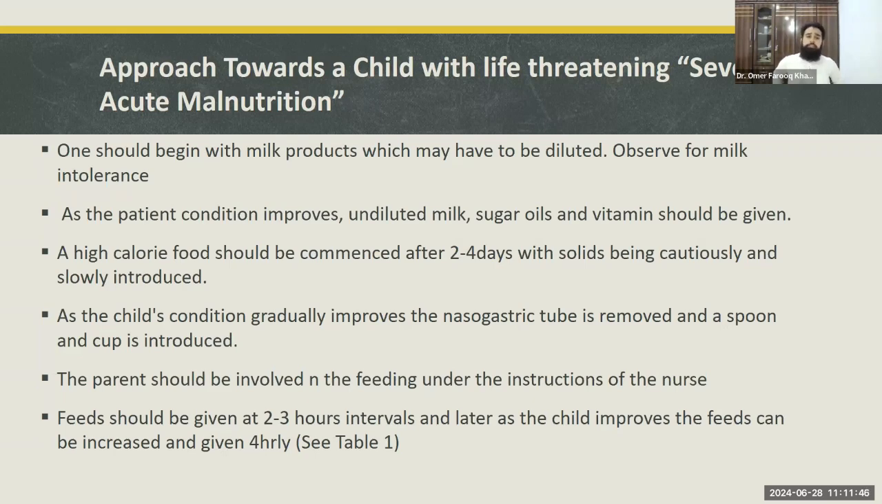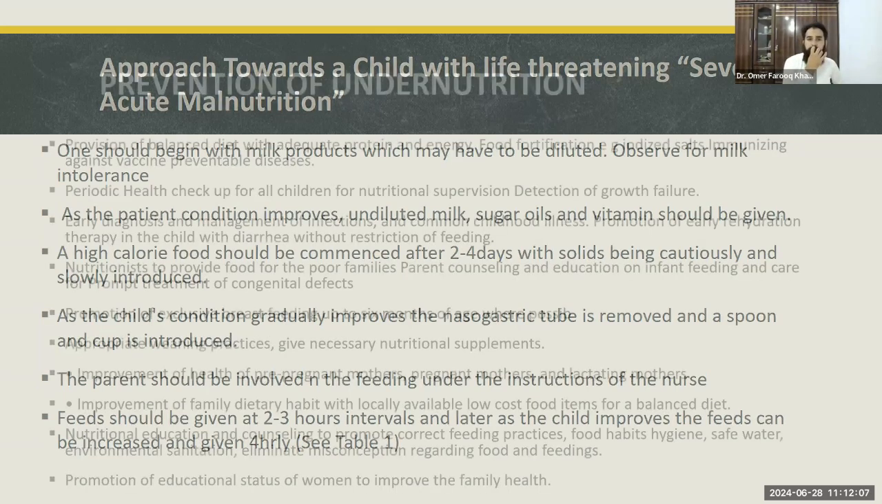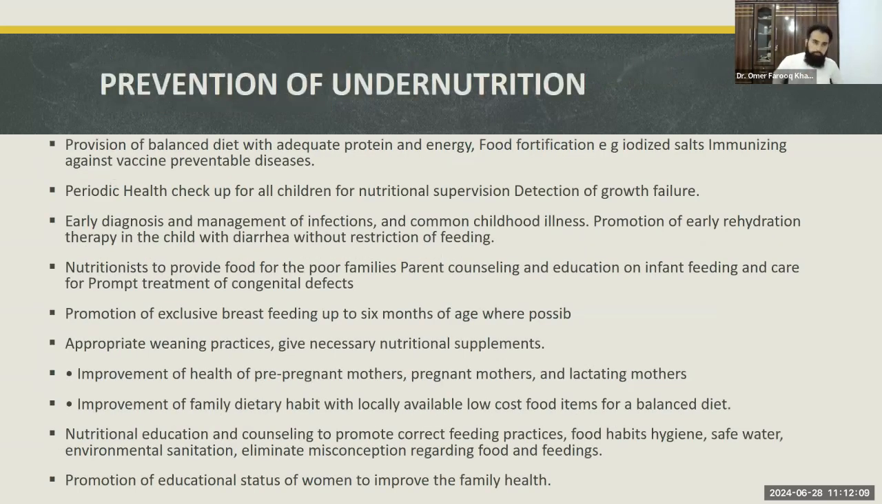As the child's condition gradually improves, the NG tube is removed and a spoon and cup is introduced. The parents should be involved in the feeding under the instructions of the nurse or any healthcare provider. Feeds should be given at 2 to 3 intervals, and later as the child improves, the feed can be increased and given hourly as well. Then there is prevention of undernutrition.